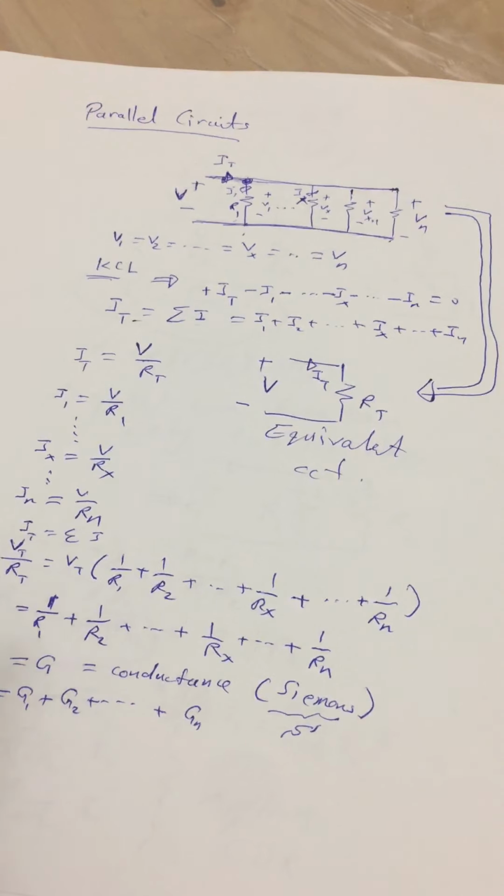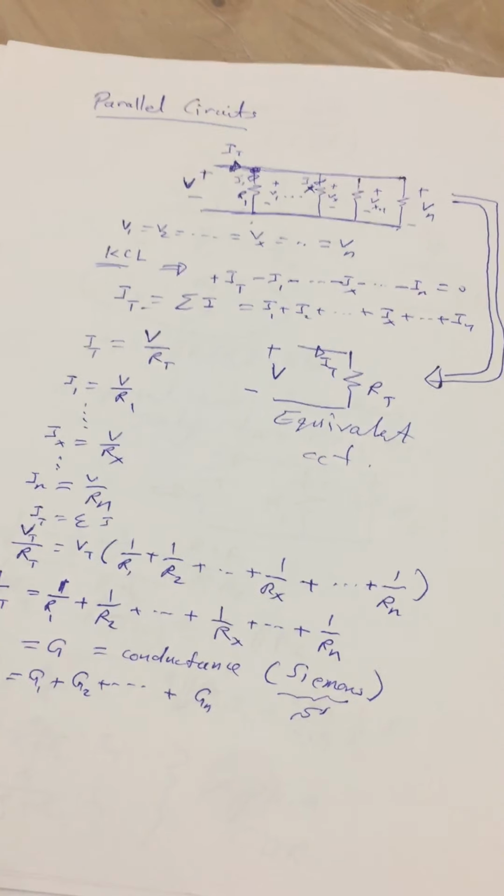Which means that the total conductance of the circuit is equal to the sum of the conductances of all resistors.